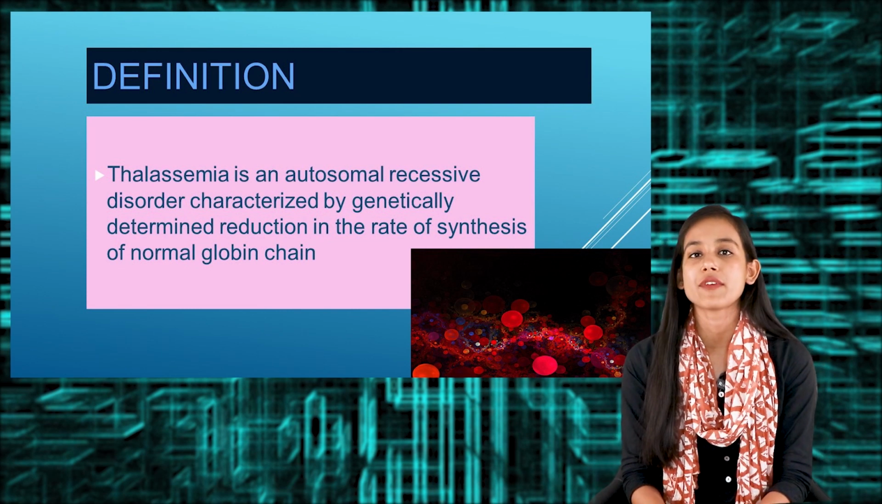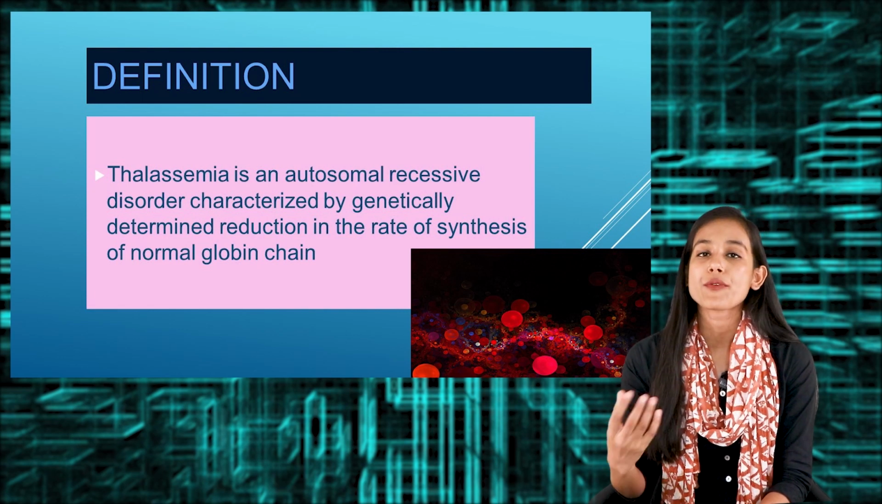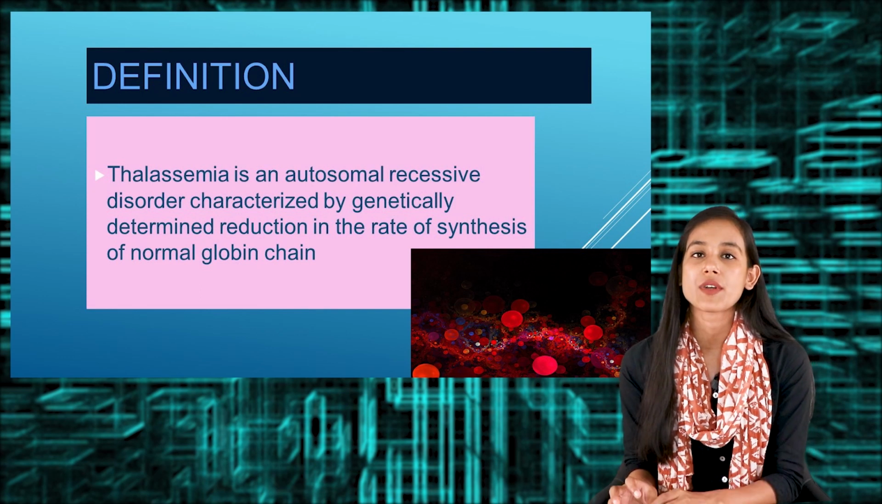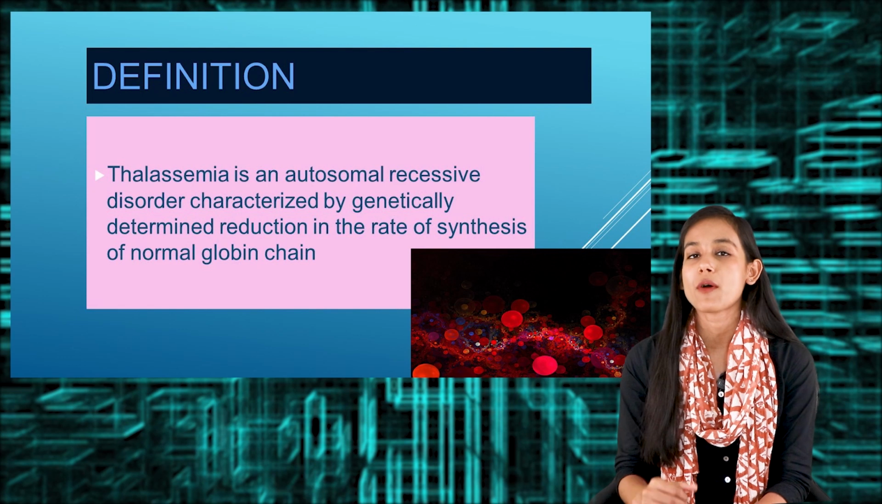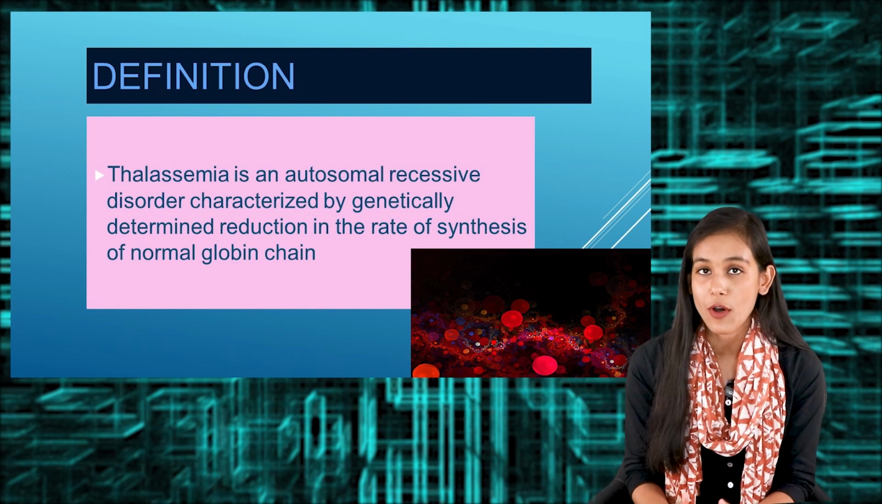And in turn, if the hemoglobins aren't formed properly, what would happen? The RBCs would get affected, right? Because this is a protein which carries oxygen. So if the hemoglobins aren't formed properly, then it cannot carry oxygen, right?